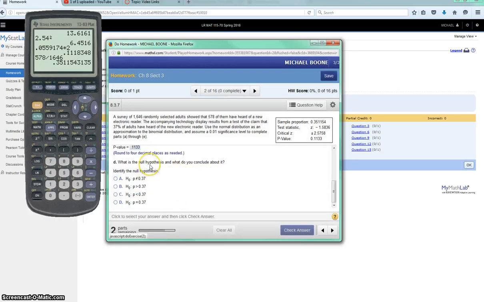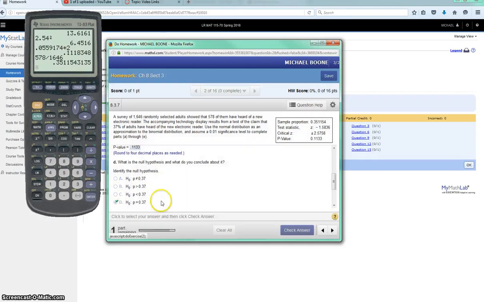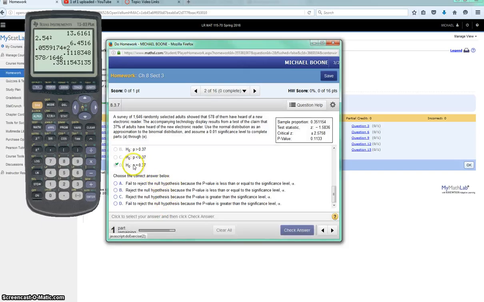And the null hypothesis is that it equals 0.37. Since it's a two-tailed test, that means the alternative hypothesis would be not equal to. And we're comparing our p-value to our alpha. If our p-value is less than our alpha, we would reject the null hypothesis. If it's greater than our alpha, we would fail to reject our null hypothesis. There's a fun little saying: if the p is low, the null must go.